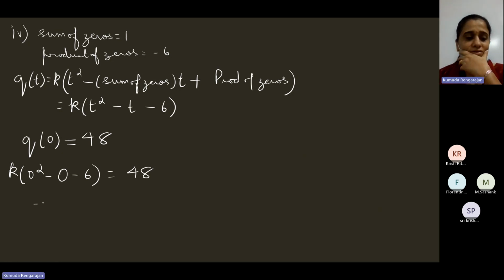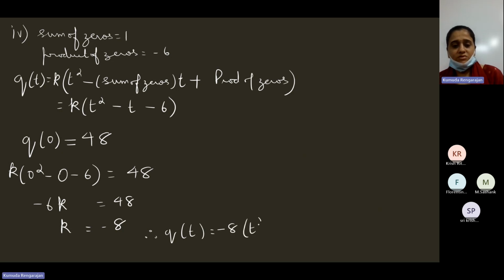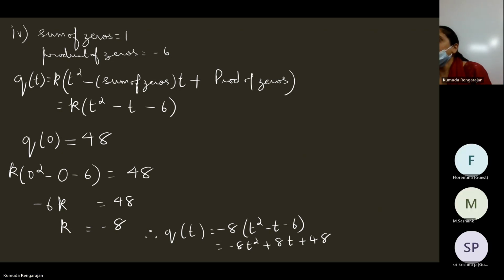So what do you get? Minus 6k is equal to 48. K is equal to minus 8. So the polynomial Q of t is equal to minus 8 into t square minus t minus 6, which is minus 8t square plus 8t plus 48.